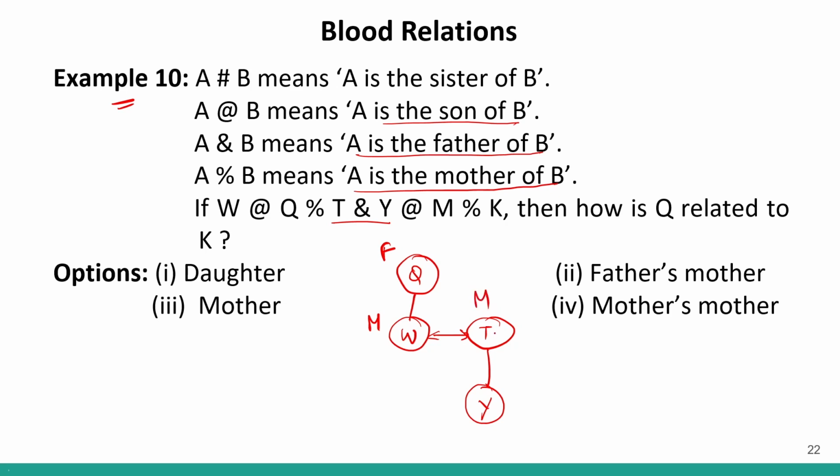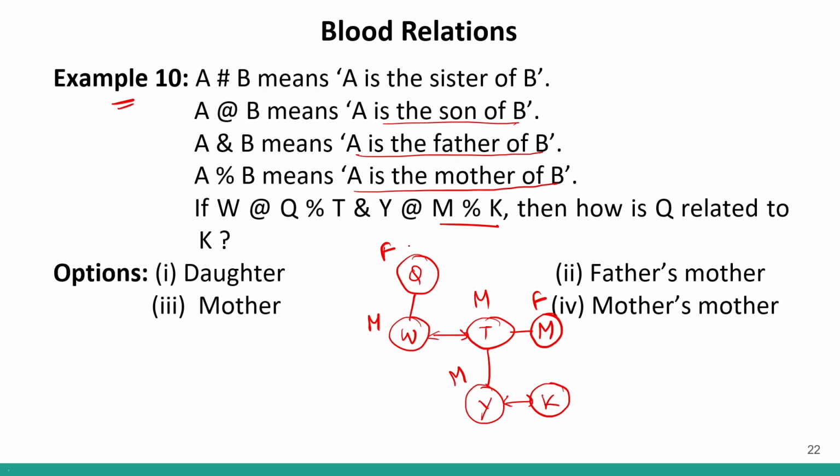Correct? T is the father of Y. Y at the rate M means Y is the son of M. So Y will be male, and son of M means T has a spouse M. Since T is male, M will be female. Then M percentage K means M is the mother of K. So Y will have a sibling K, and the gender of K is unknown. So this is our chart.